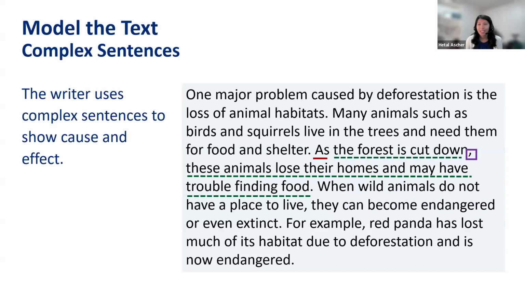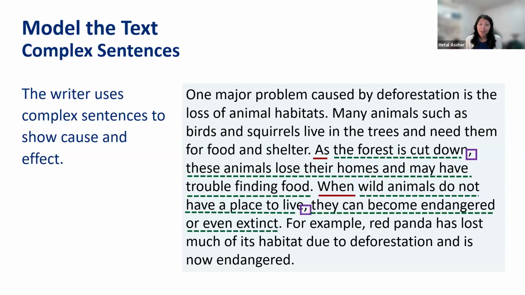Right? That's our complex sentence. It shows cause and effect. It shows that when the forest is cut down, what happens to the animals? We also see when wild animals do not have a place to live, they can become endangered or even extinct.